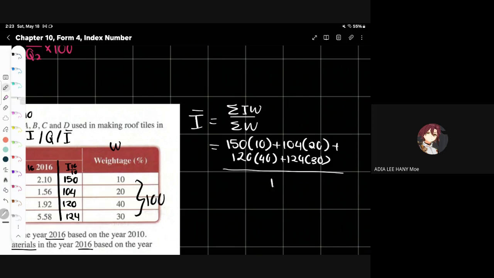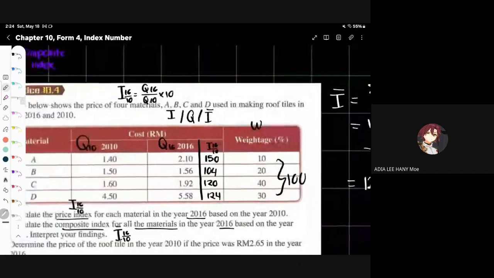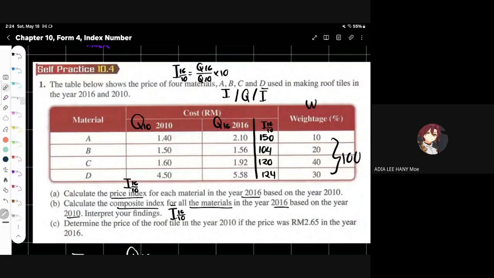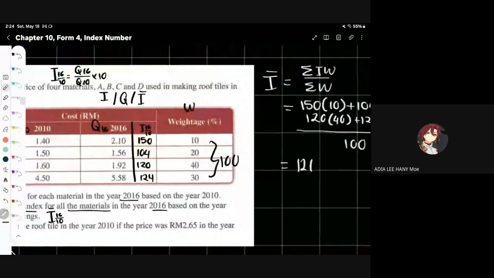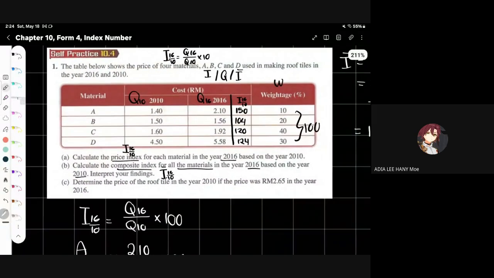I'm too lazy though, so I'm just going to write 100 here. And then if you were to use your calculator, 150 times 10 plus 104 times 20 plus 120 times 40 plus 124 times 30, and then divided by 100, you still get 121. So basically, it means that all of this material increased by 121 in total. Okay, now C.